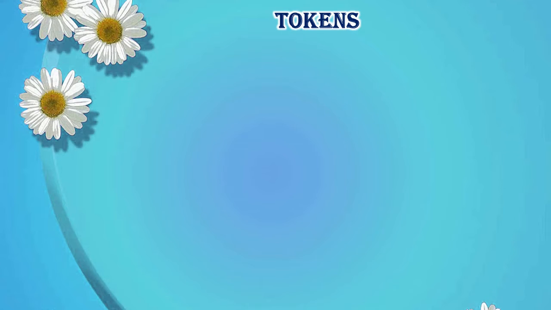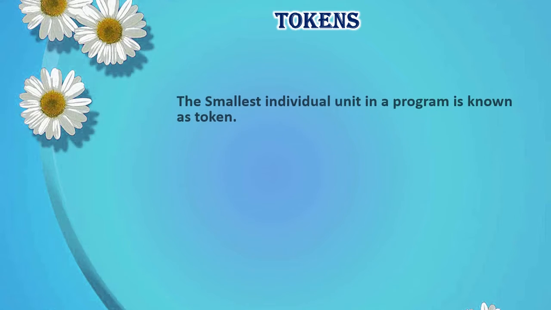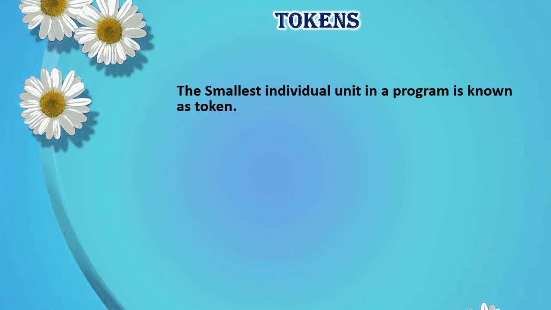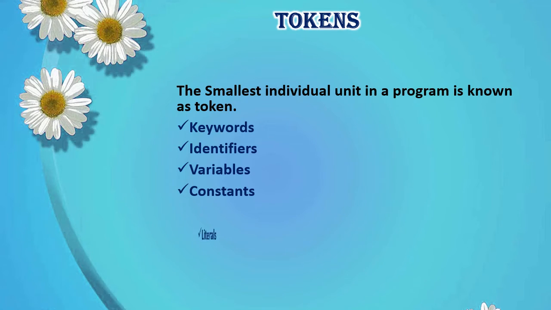And now we see tokens. Tokens are nothing but the smallest individual unit in a program. They consist of keywords, identifiers, variables, constants, literals, and operators.